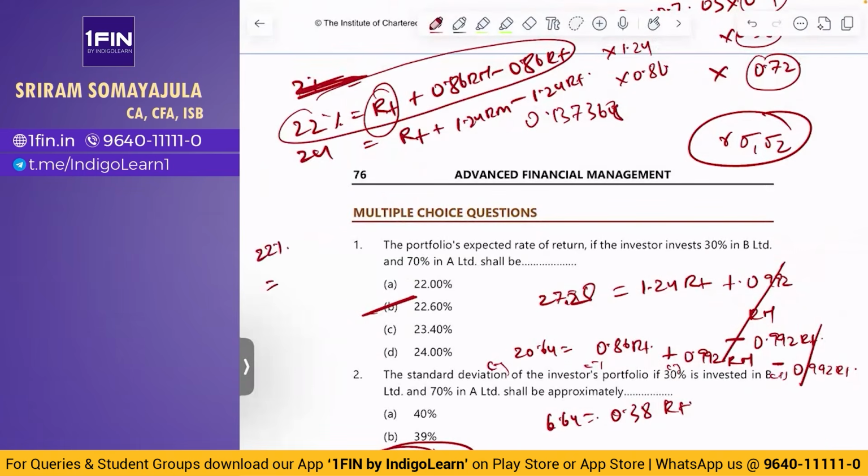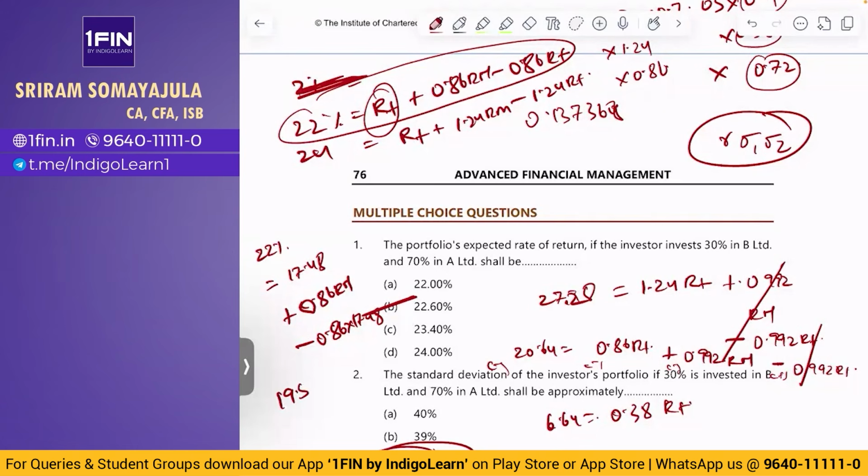22% is equal to 17.48 plus 0.86 RM minus 0.86 into 17.48. What is 0.86 into 17.48? 15.0328. This is minus, plus 17.48. You get 2.447. That you take on the other side. Plus 22. You get 19.55.